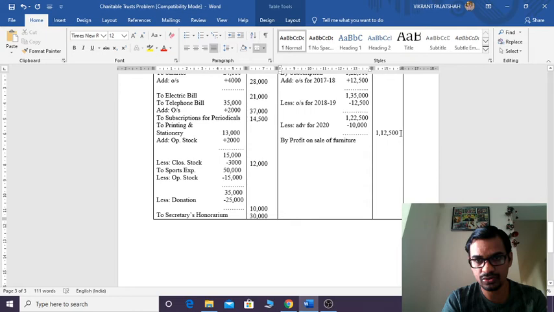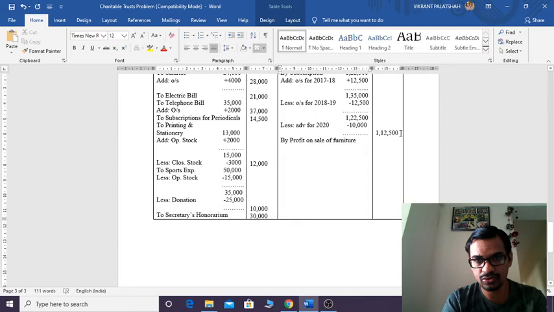Therefore, write down sale of old newspaper directly in the outer column. By sale of old newspaper, and it is of rupees how much? It is of rupees 3,000. That is given under the receipt and payment.